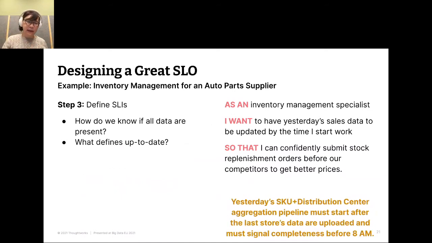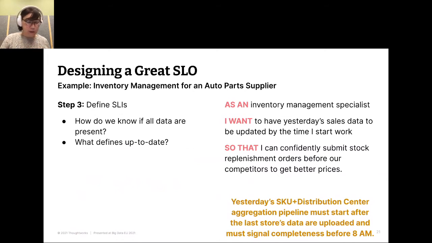It tells us what we need. It tells us what data we need. It gives us definitions of those terms, but it doesn't tell us how to measure it, right? So how do we actually know if all of our data are present, and what defines if data is up to date? So the next thing we need to do is define those SLIs. Remember that SLOs are built around SLIs. So let's talk about actually defining those.